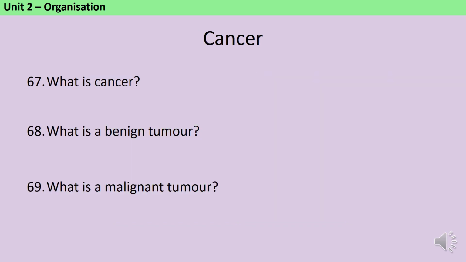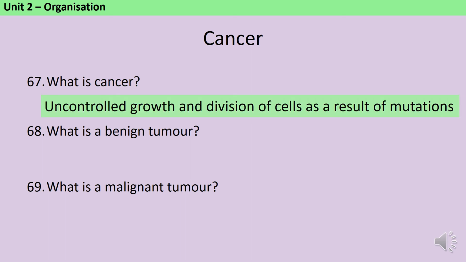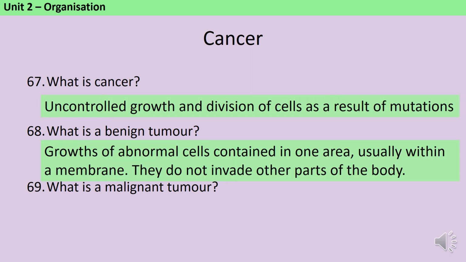Cancer is the uncontrolled growth and division of cells as a result of a series of mutations. A benign tumour is a group of normal cells that are growing and dividing in one area, and they're usually contained within a membrane, but they don't invade other parts of the body. They can still be dangerous because they can still crush other organs and make you unwell in other ways, but they're not necessarily moving around the body.